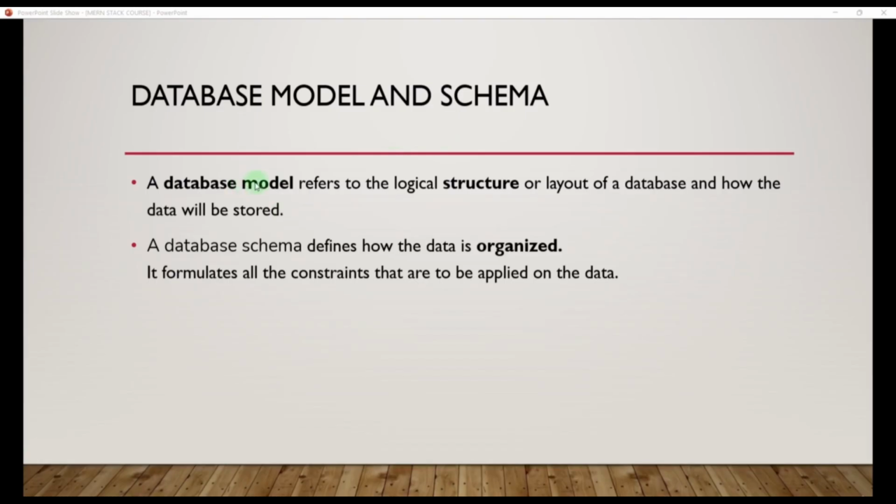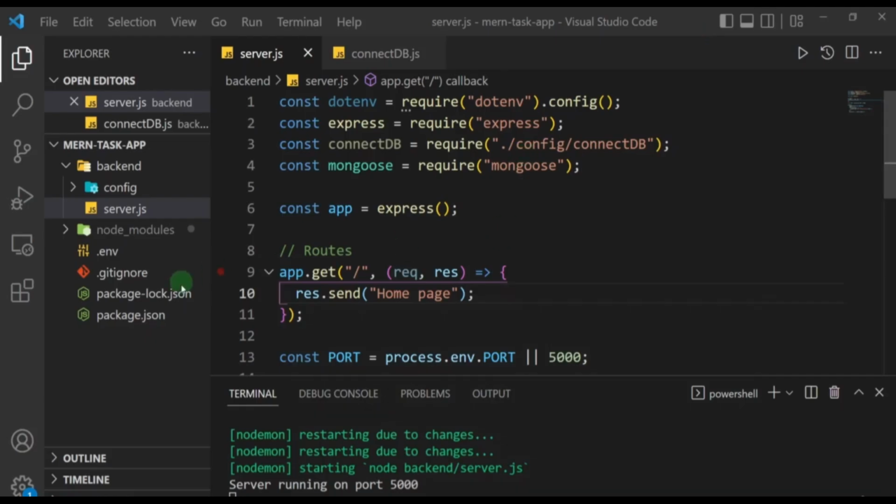So what's a model? A model refers to the logical structure or layout of your database and how data will be stored, while a schema defines how that data is structured or how that data is organized. In the schema is where we are able to define constraints that are applied to our data. Now, this definition I've just given you is what we are going to see practically in the next moment. So let me bring this down and let's show you.